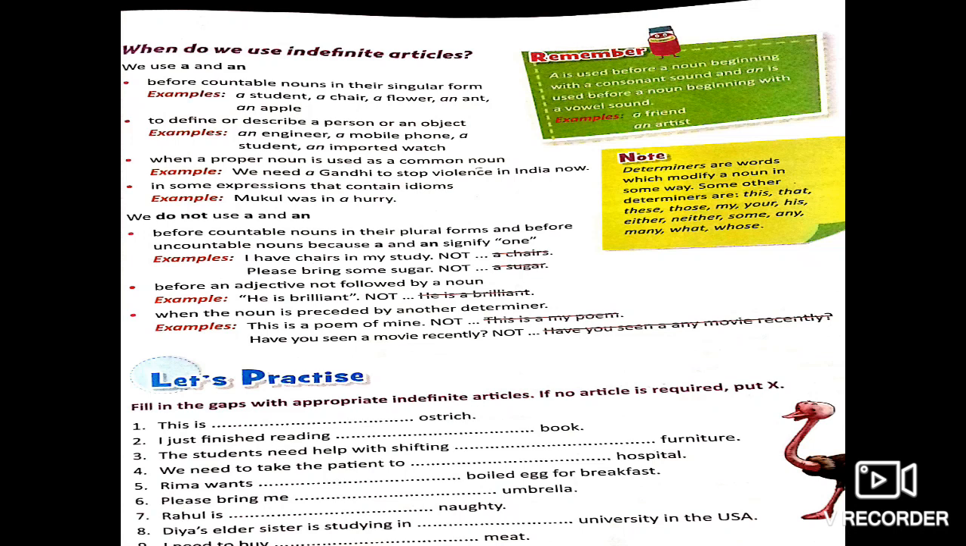Next, indefinite articles are used when a proper noun is used as a common noun. Now, this is one important point that you have to understand. When a proper noun is used as a common noun, let's see how. Example, we need a Gandhi to stop violence in India now. Now, the word Gandhi here does not stand for the proper noun Mahatma Gandhi. Rather, the term Gandhi here stands in general talking about the quality of Mahatma Gandhi. You know that Mahatma Gandhi propagated non-violence.